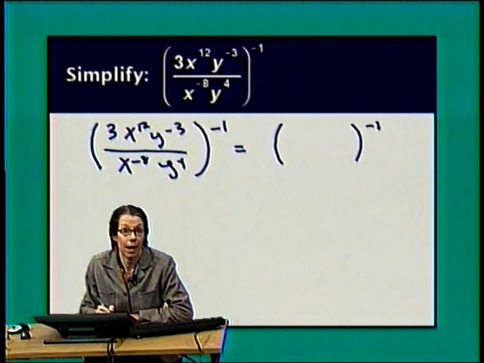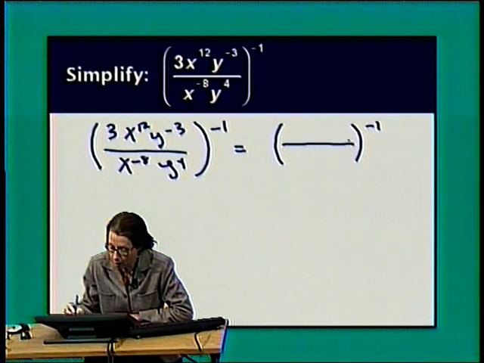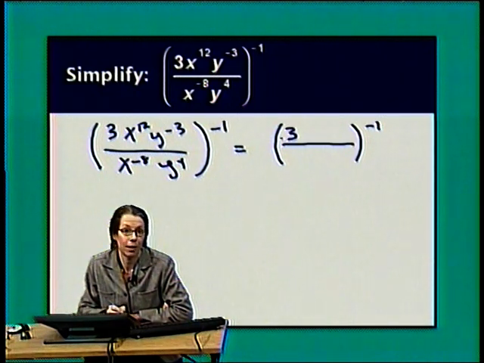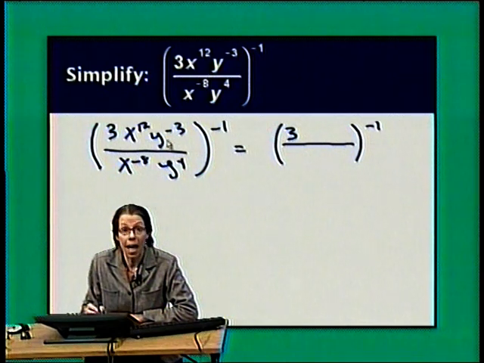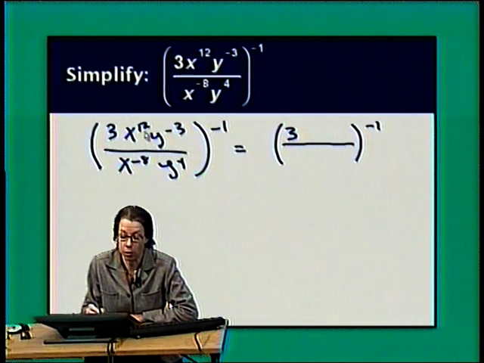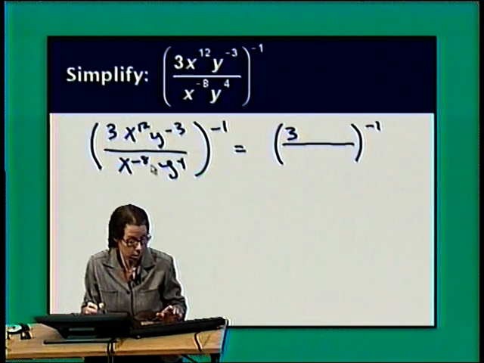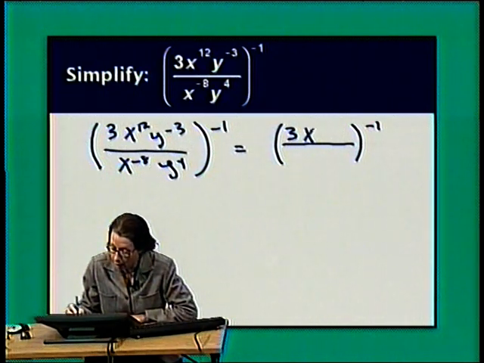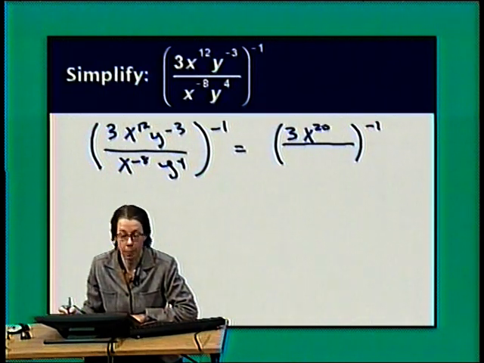So let's look at what I have. 3, I'm going to leave that alone. I have x to the 12th divided by x to the negative 8. I could subtract the exponents. 12 minus negative 8 is 20. So I have x to the 20th.